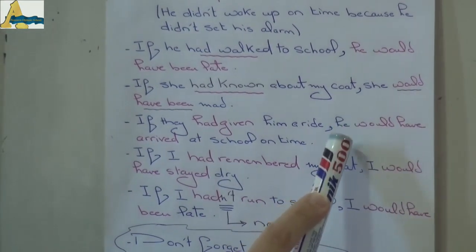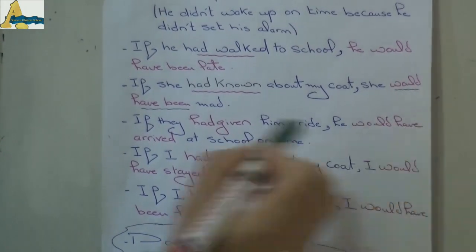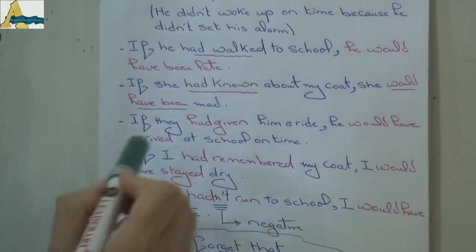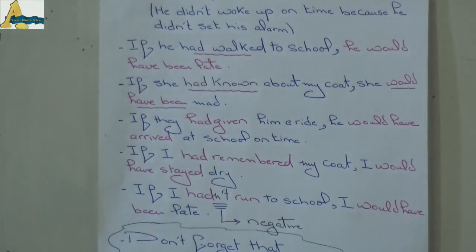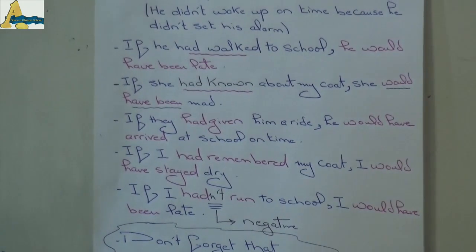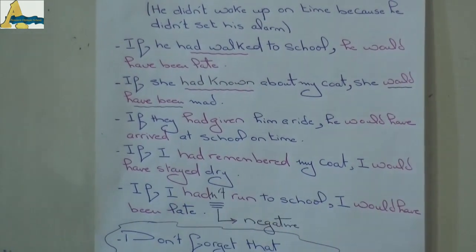Whereas the second verb, he would have arrived at school on time. The second verb is would have arrived. So it means that I have to write would have plus the past participle of the verb arrive, which is arrived. One more example: if I had remembered my coat, I would have stayed dry.